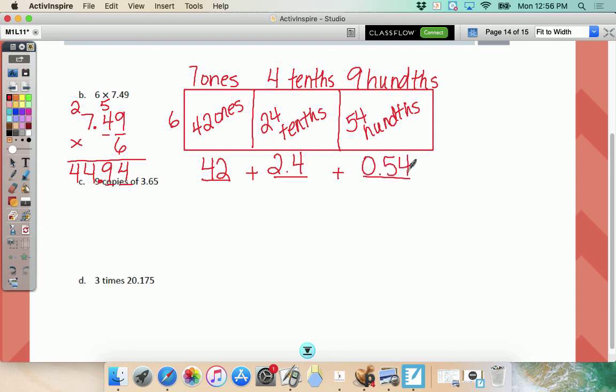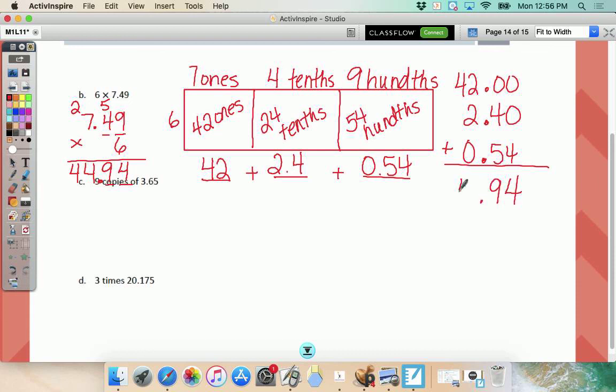Okay, what do kids mess up on the most? Lining up their decimals. Right. They get the numbers in the wrong place, don't they? So 42, I bet I'm going to need 2 zeros. I'm getting pretty smart at this. And 2.4 and 0.54. Adding that up. Pretty good?